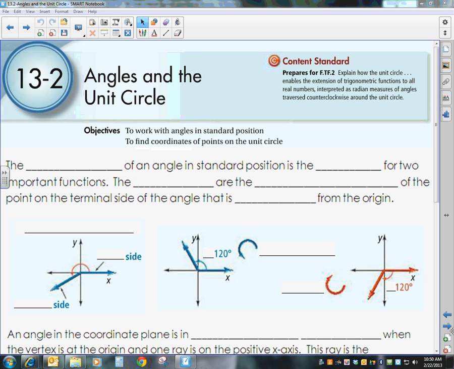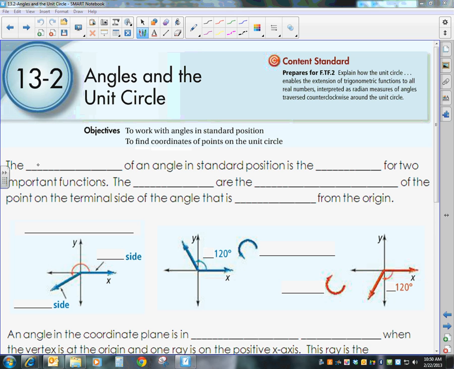Okay, today we're going to talk about angles and the unit circle. So to start off with, I'm going to talk about what the gist of the lesson is. You might not get it all at the beginning, but I will refer back to it, and hopefully as we go forward it will make more sense to you.